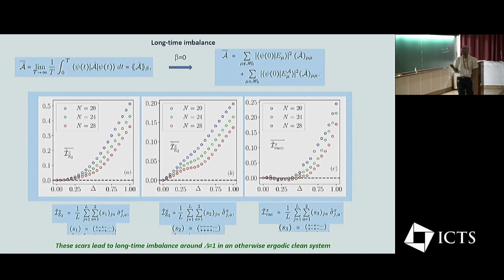So how do we see this imbalance? What we do is calculate both the long time average numerically and also the diagonal ensemble average, and see that they match.